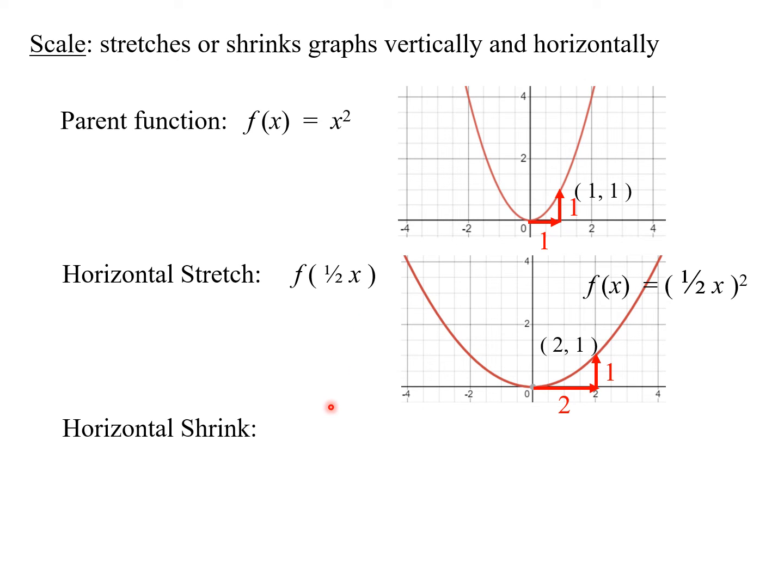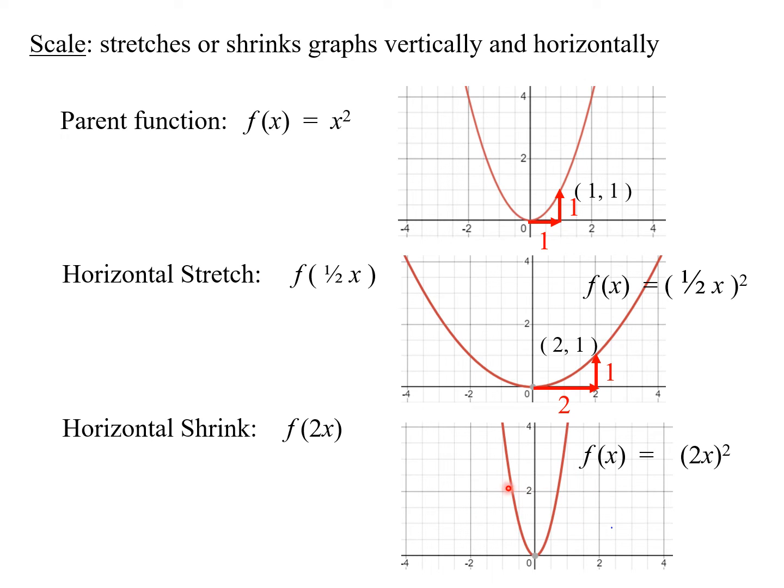A horizontal shrink is going to look like this. There's a 2 in there, 2x, and that makes the function shrink down horizontally. It's going to squeeze it, and so we get 2x squared. So once again, whereas before we went over 1 up 1, now we're only going over 1/2 and then up 1. We're squeezing it horizontally. If x is 1/2, 2 times 1/2 is 1, squared is 1, so we get it there. Seems kind of weird, but with the horizontal stretches, we put a 1/2 in there. For the horizontal shrink, you put a 2 in there. Seems kind of backwards, but that's the way it works.